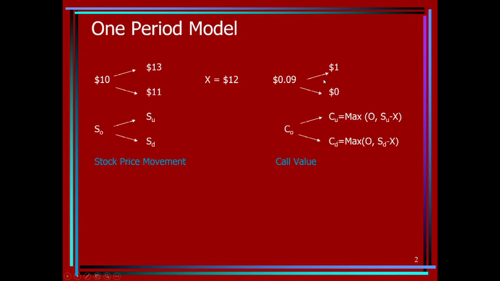Okay? So the value of an option at expiration, 1 period model, in an upward movement is $1 because it's in the money, right? 13 minus 12. And it's 0 if it's out of the money. Okay, and how do you get 0.09? Well, you simply discount it by 1 period, given the interest rate. Any question?